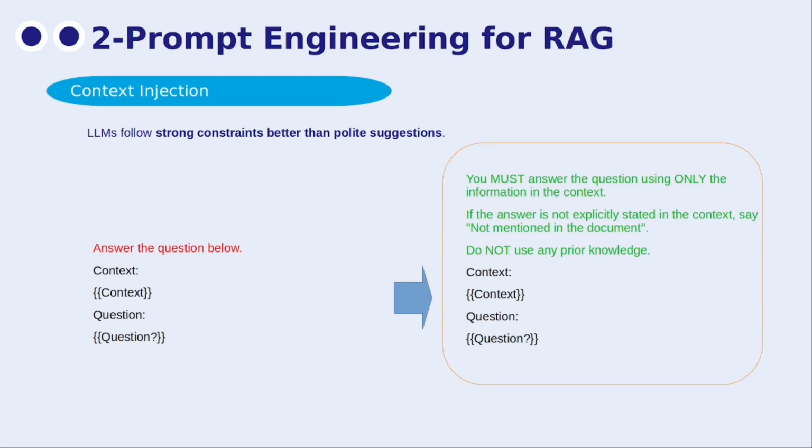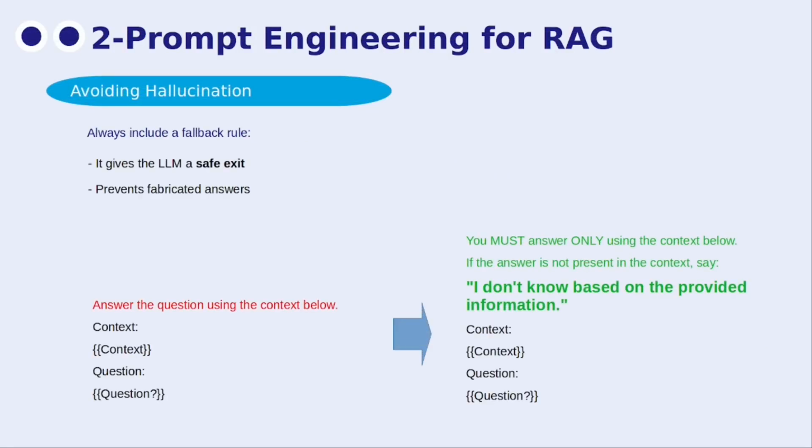Now a good prompt. This works better because the LLM follows strong constraints, not polite suggestions. Avoid hallucination. Hallucination is a big problem in RAG. The solution is simple. Always give the LLM a safe exit. This reduces fake answers dramatically.